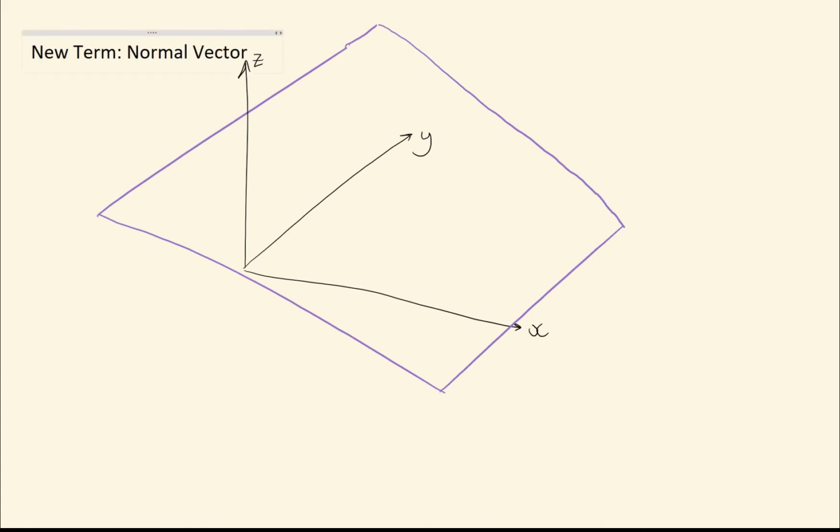I need a few new terms. I'm going to go through a few new skills before I get into this. First new term, which comes up tons for this, is the normal vector. The normal vector for a plane is the vector that points out from it at right angles.